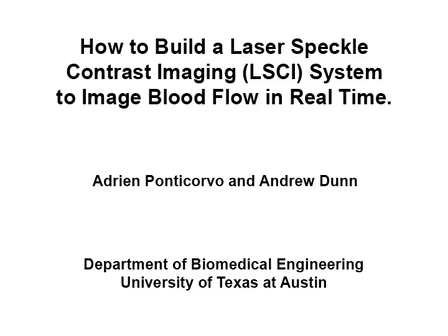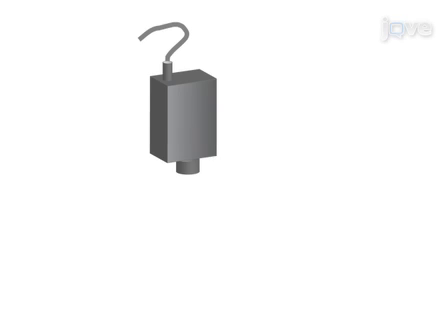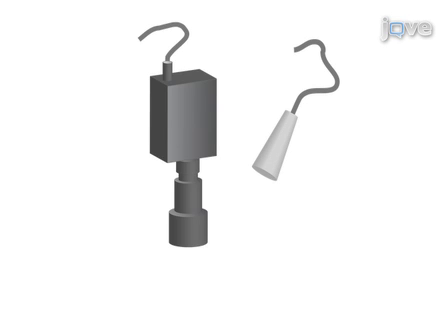This video demonstrates a procedure for putting together a laser speckle contrast imaging, or LSCI, system capable of full field imaging of blood flow in small animals. This is accomplished by first setting up both a camera with an attached lens and a laser source that emits diffuse laser light evenly over the field of view of the camera.